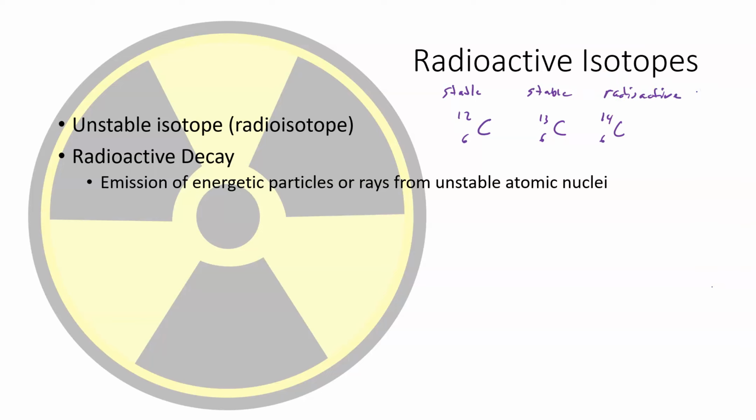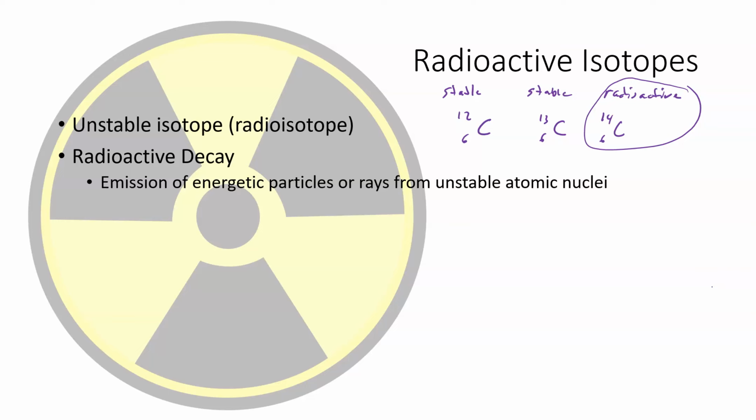Okay. And so when you have a radioactive isotope, that means that nucleus is going to change over time to become stable. And so it ejects energetic particles. It might be an alpha particle. So in the case of our very large elements that are radioactive, they eject little pieces of their nucleus called alpha particles. It could be gamma radiation.